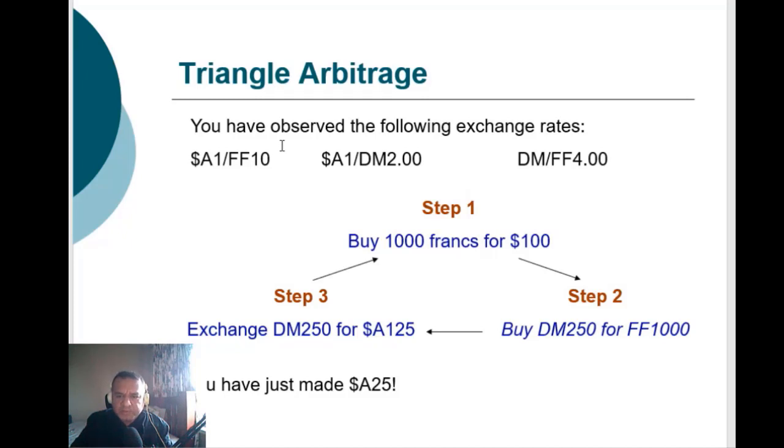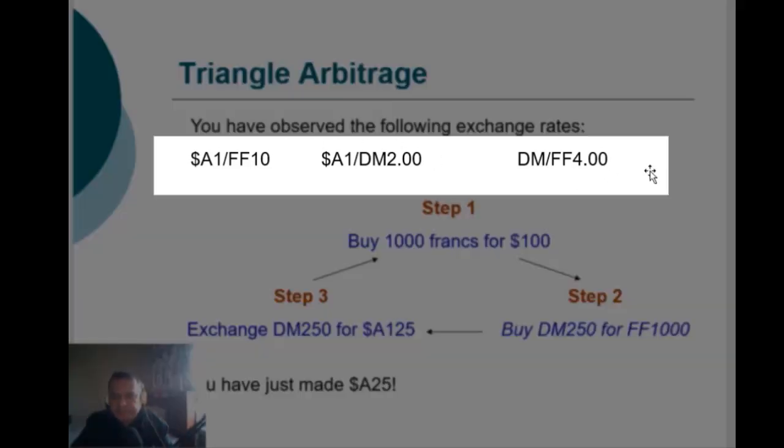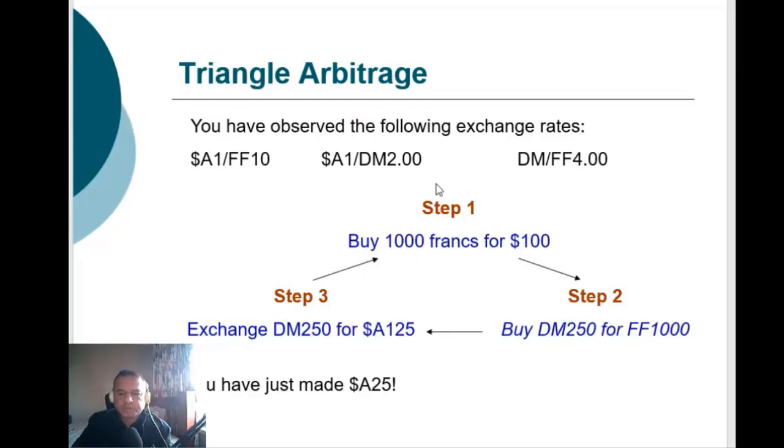So you're having the following exchange rates. 1 Australian dollar is equivalent to 10 French franc, 1 Australian dollar is equivalent to 2 Deutsche Mark, and the Deutsche Mark versus the French franc exchange rate is 4. So step 1 is you're going to buy 1000 French franc for $100 because the exchange rate is 10. You can look at it in here.